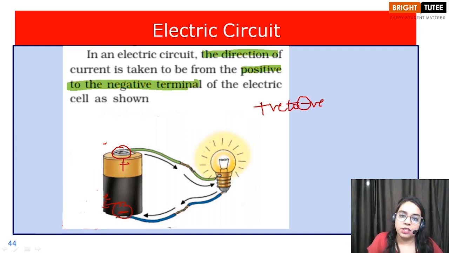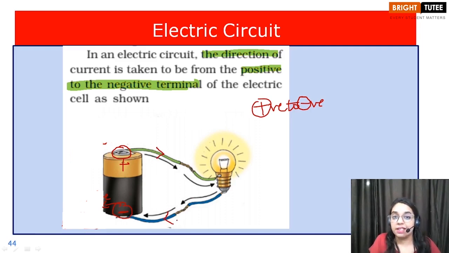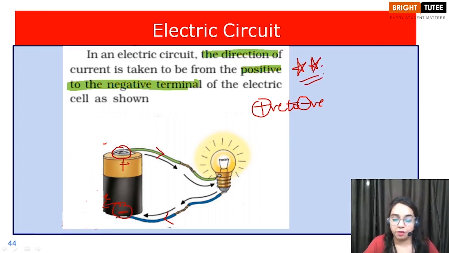Right, children? So that means whenever we have the complete circuit, we will observe that current always flows from the positive terminal to the negative terminal. So this is the direction of current. And again, children, this is very, very important from the exam point of view. Why? Because mostly this question comes as a 1 marker or a 2 marker.